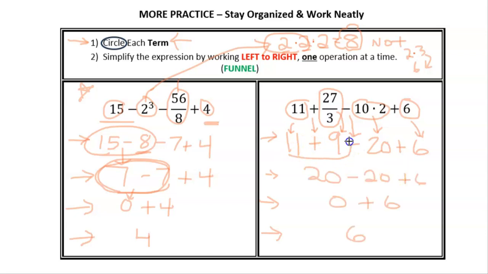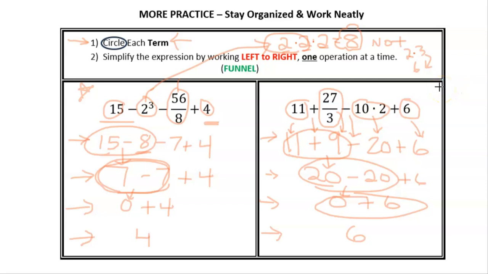So you should have done 11 plus 9 first, because that's the first operation we come across working left to right, and that becomes 20. We bring down the minus 20 plus 6 from above. Then we do 20 minus 20, left to right, and we get 0. And we bring down the plus 6 from above. And then we do 0 plus 6 is 6. And you're done. So that wraps up this lesson here, part 1.